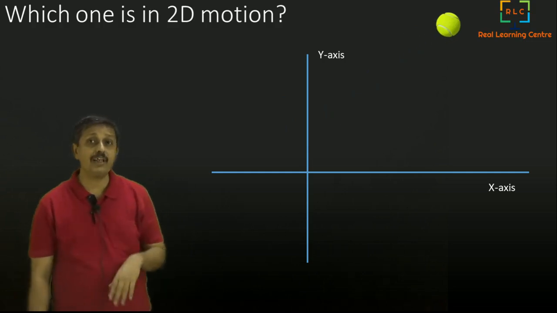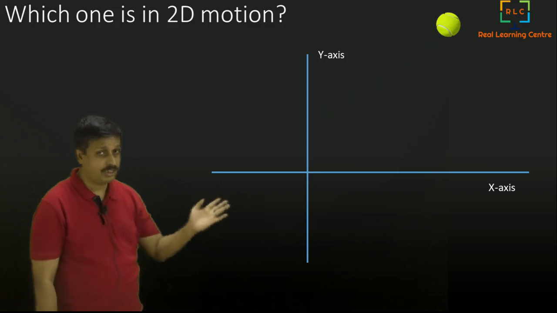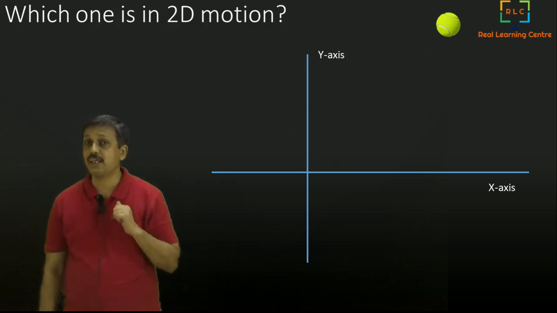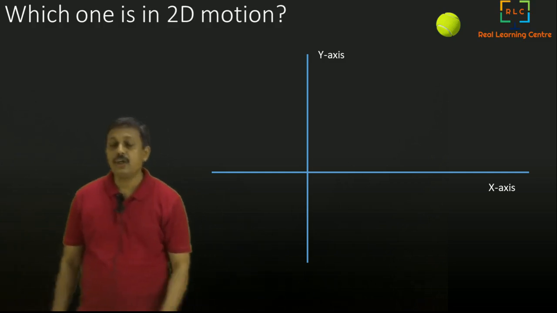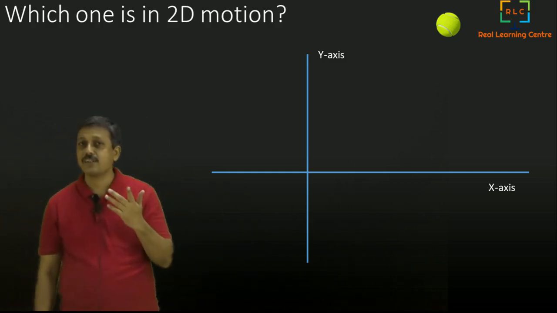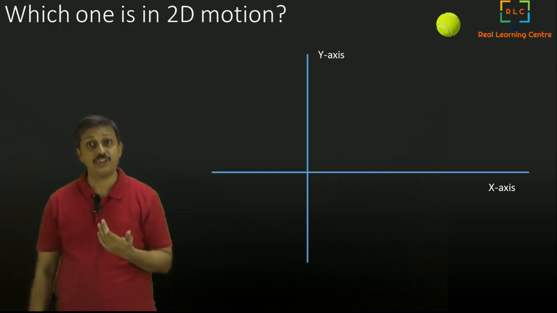Are x and y both changing? X is changing, y is changing. So is it a 2D motion or a 1D motion? It went straight like this. It appears to be a 2D motion because x and y both are changing.